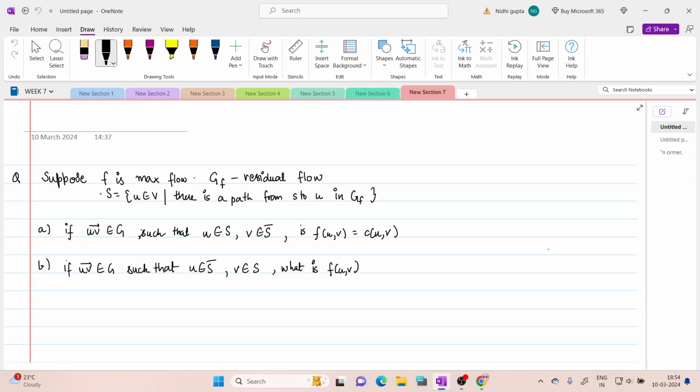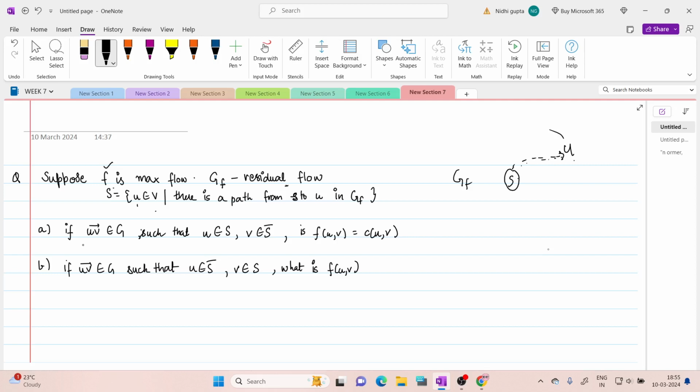We are given that F is the maximum flow, GF is the residual graph, and S is the set of all vertices such that there is a path from s to U in the residual graph. This was how we were finding the minimum cut. We were looking at all the vertices in the residual graph, and including all those vertices U for which there is a path from s to U.